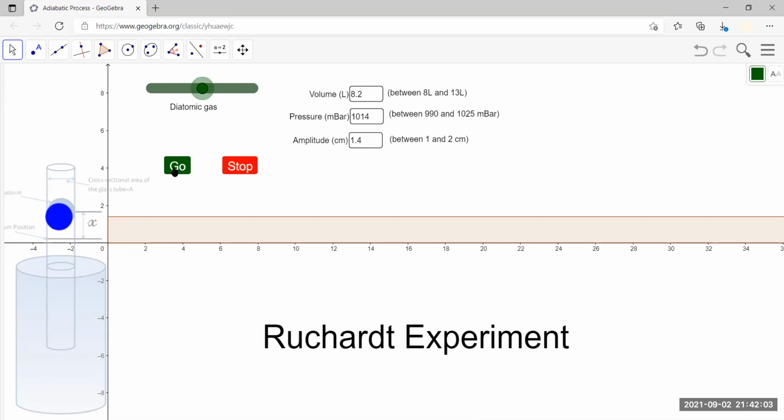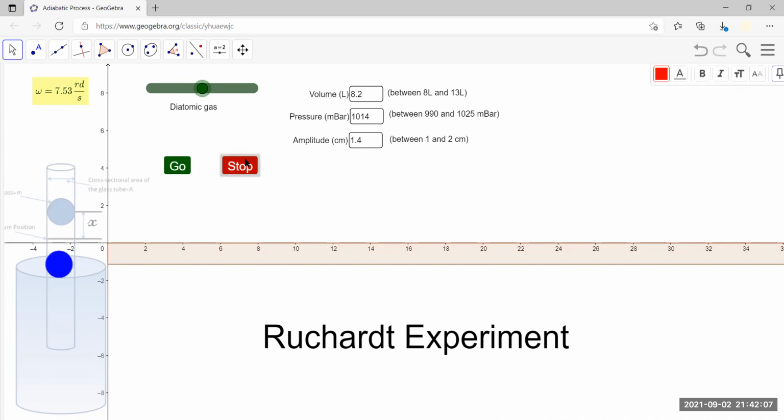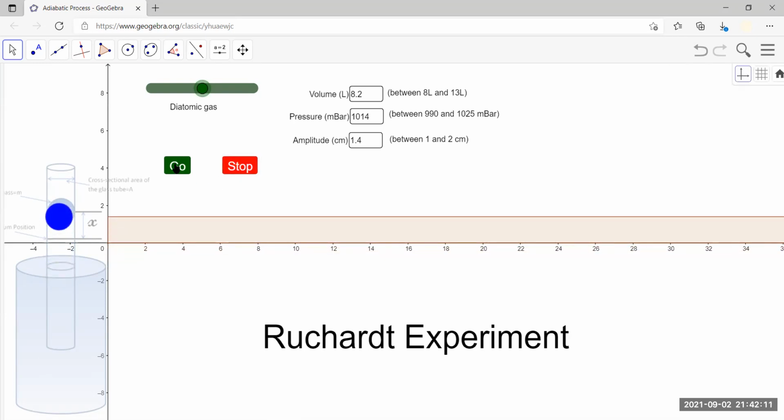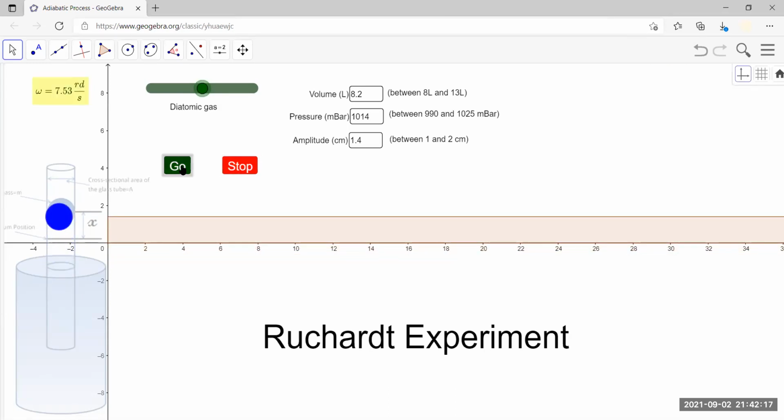I'm going to do the same thing for a diatomic gas. 7.53, 7.55, 7.53. So is this oscillating between these two values? I think so. Okay. So it's giving me several values.